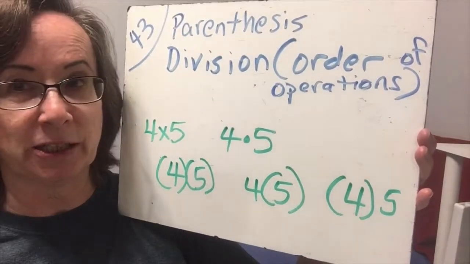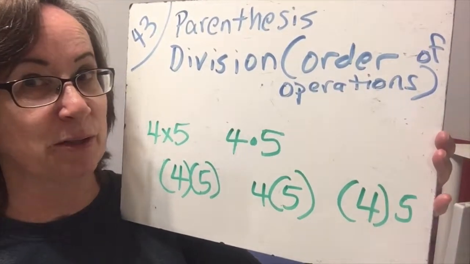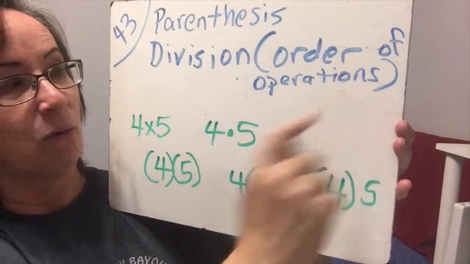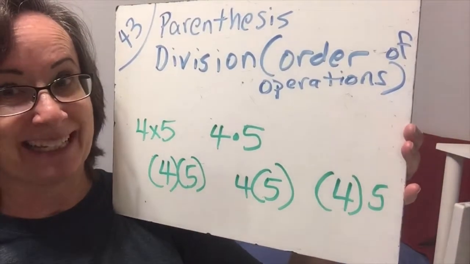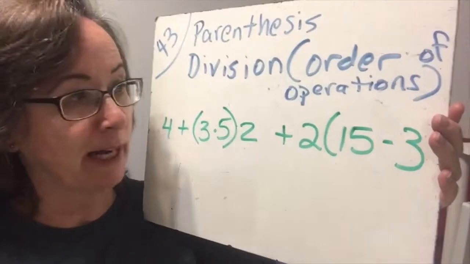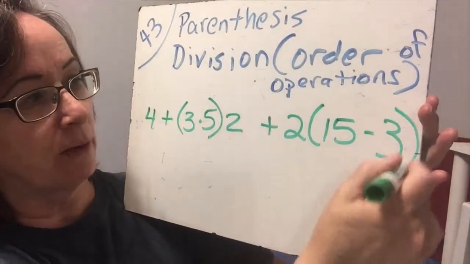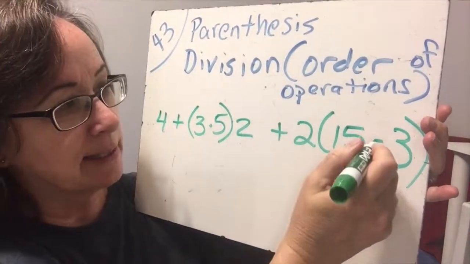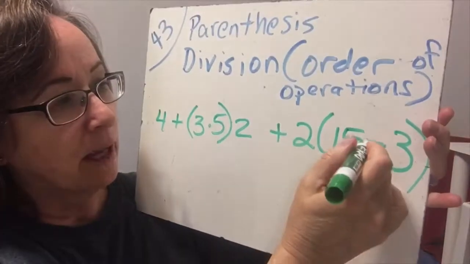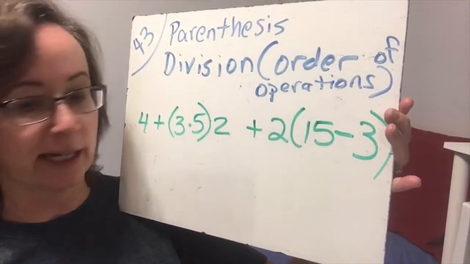So now what we're going to do is see how we can use parentheses in order of operations problems. It also makes it nice. So when we're doing order of operations, this is a minus. Okay, this is the first example in your section.